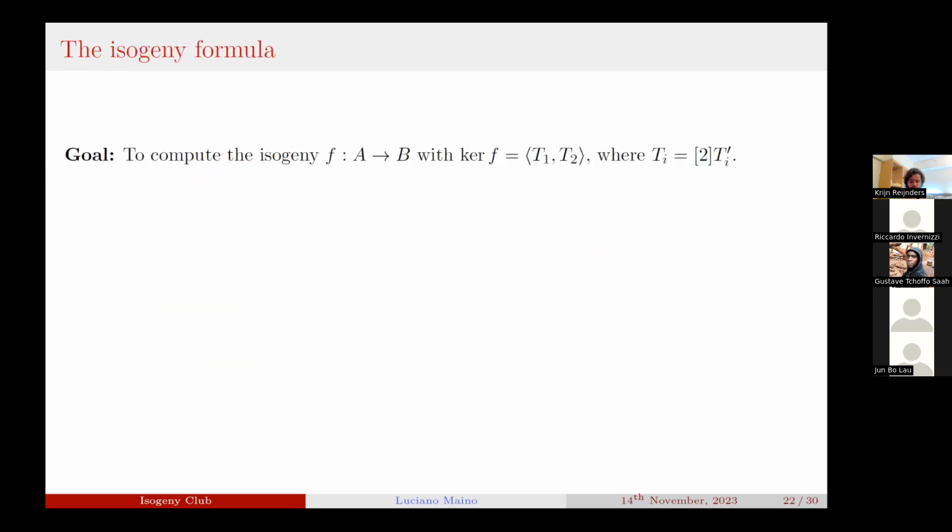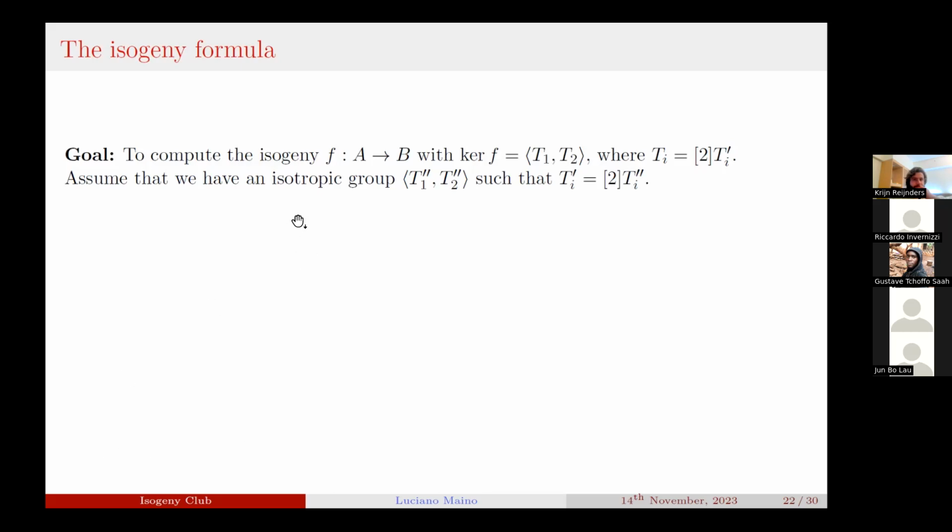As I will describe in the next slide, let's now assume that the goal is to compute the isogeny F originating from A and mapping onto B. The kernel of this isogeny is specifically T1 and T2. Let's make another assumption that we have another isotropic group, T1 double dash, T2 double dash, and isotropic means that the pairing between T1 double dash and T2 double dash is equal to 1. And we have that Ti prime is equal to 2 times Ti double dash, which means that the Ti double dash lie above Ti prime.